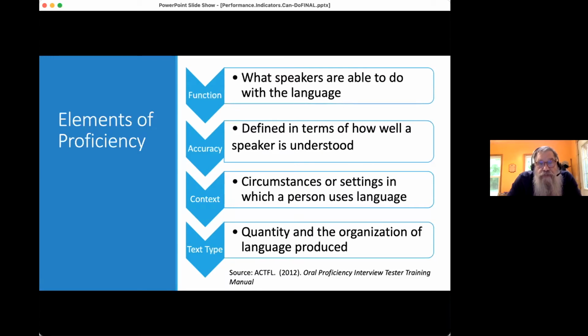There are four basic elements of proficiency. They are function, or what speakers are able to do with the language; accuracy, which is always defined in terms of how well a speaker is understood and how used the listener is to dealing with non-native speakers of their language; context, the circumstances or settings in which a person uses the language; and finally, the text type, or the quantity and organization of language produced, whether that's word level, phrase level, sentences, strings of sentences, paragraphs, or more extended discourse. Those are the elements of proficiency.